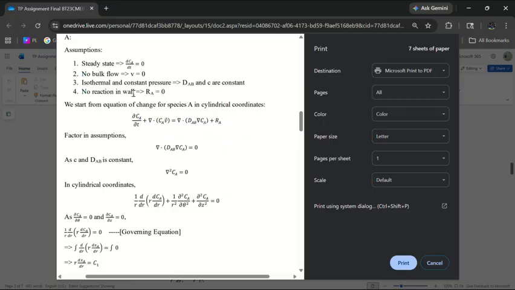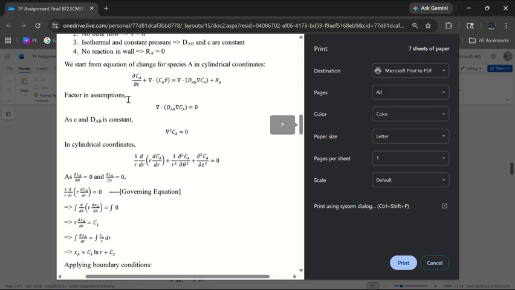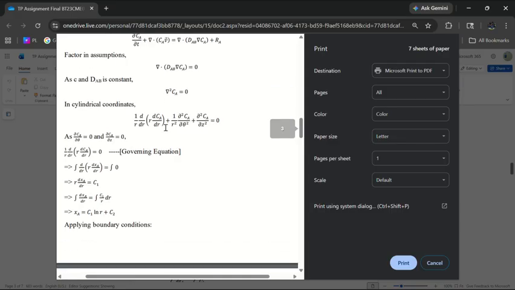Now in here, due to steady state, ∂CA/∂t is 0, and as there is no bulk motion, V becomes 0, and there is no reaction in the wall, so RA becomes 0. The only remaining term is del into DAB del CA, which will be equal to 0. So if we factor in the assumptions, we get this. And as C and DAB are constant, this equation becomes del square CA is equal to 0.